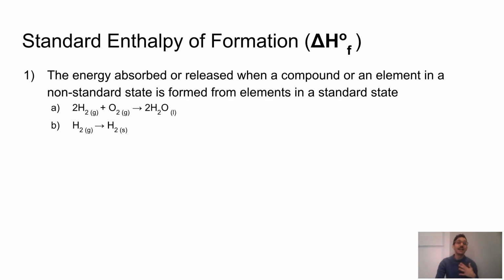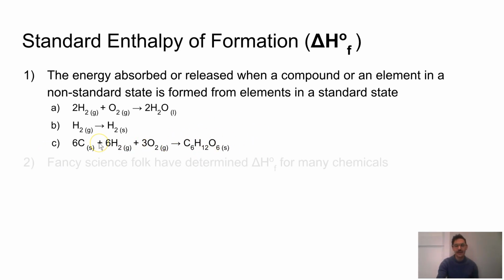And so to do that, there would be a standard delta H of formation for forming this hydrogen in its non-standard state. Here's another example. If you wanted to make some sugar, you take all the elements in their standard state, mash them together. That's how you can get some sugar. And for this, there is a delta H of formation for figuring out how this would be formed if you combined all these elements together.